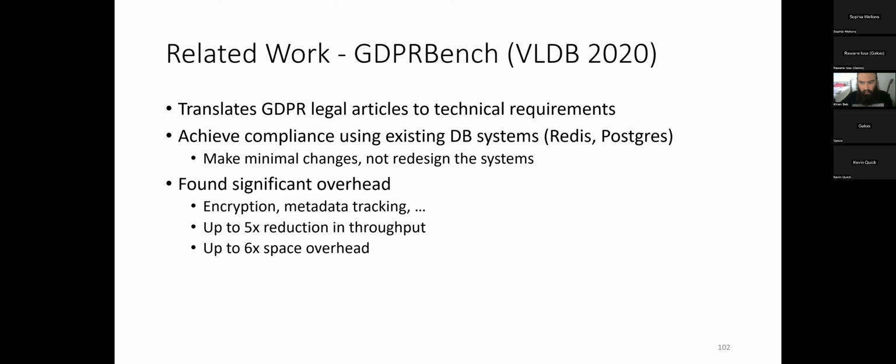These are at odds with K9db. We don't have any overhead. Our overheads are very minimal. They're nowhere near those, because K9db is fundamentally different. It actually is a big fundamental change in terms of how the database is organized and stored. It's not just minimal changes. And because of that, we don't exhibit the same metadata explosion or extreme overheads that you see in GDPR Bench.